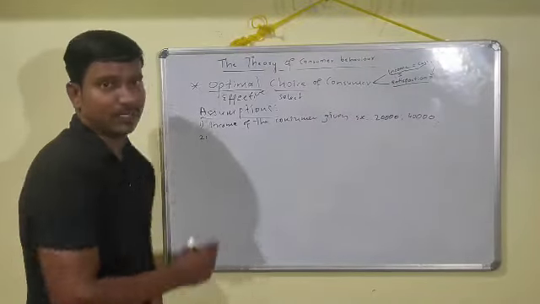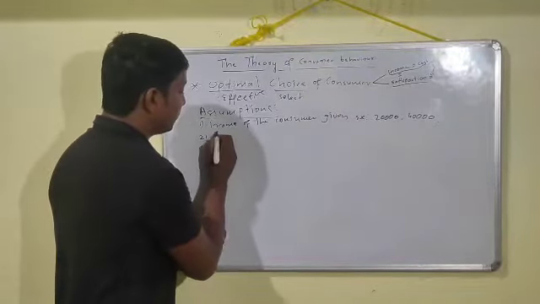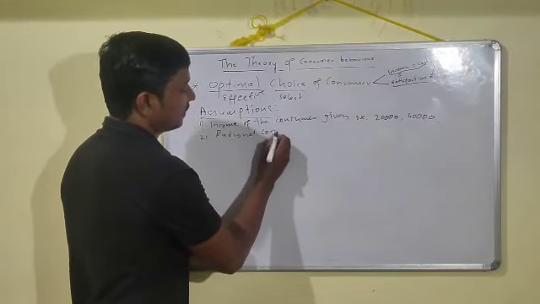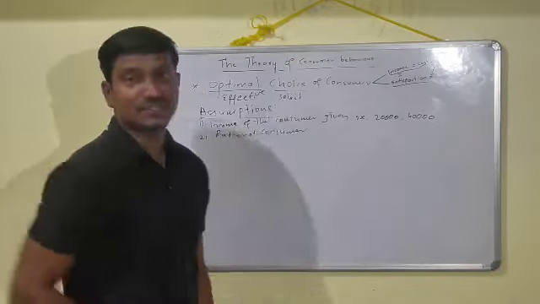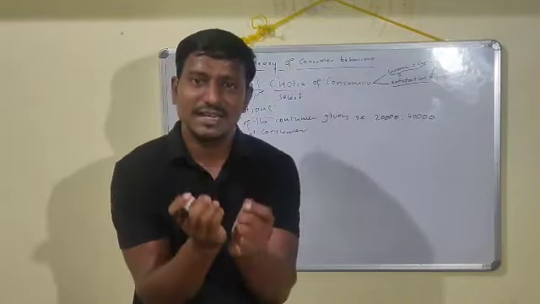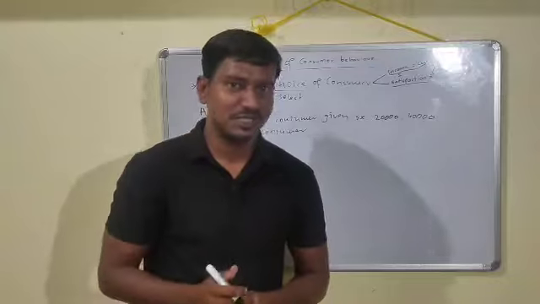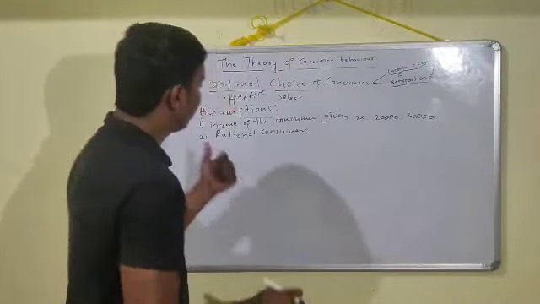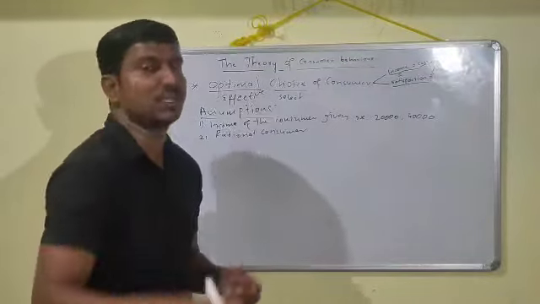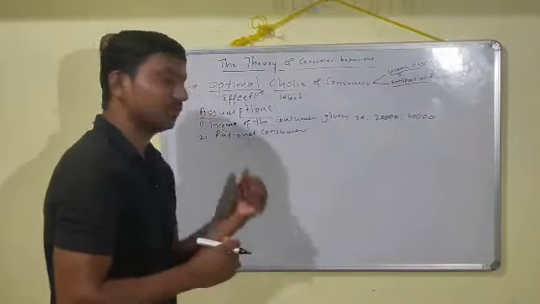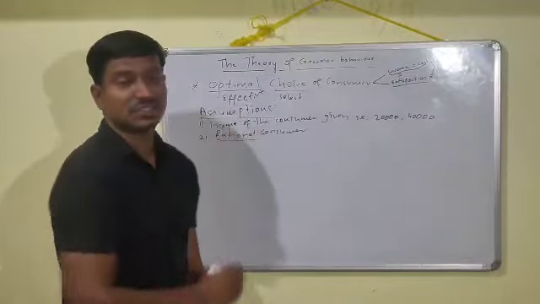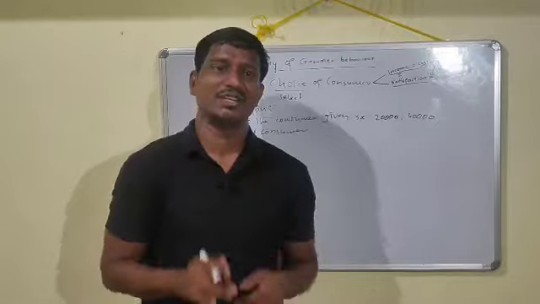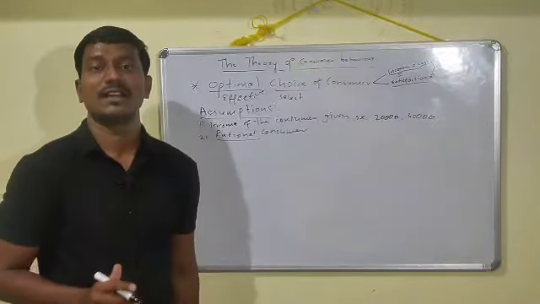Coming to the second one: a consumer must be rational. Rational means he should take a decision on his own. With the income he has, by spending that income, how much satisfaction he is going to get must be decided by himself only. He has to take the decision on his own without the influence of anyone else. That is how we say he is a rational consumer.